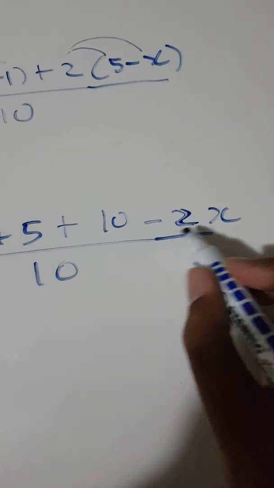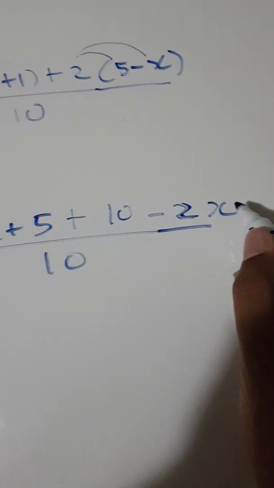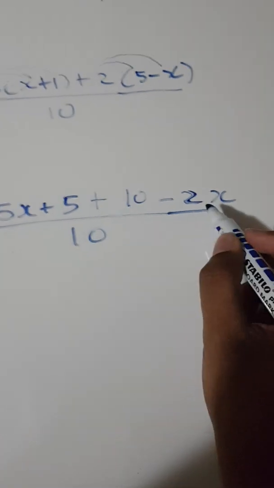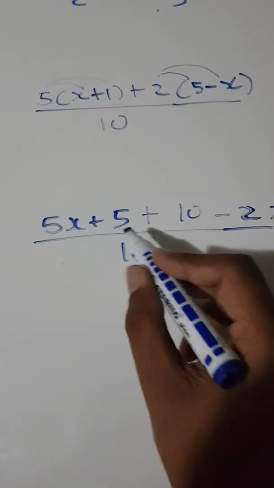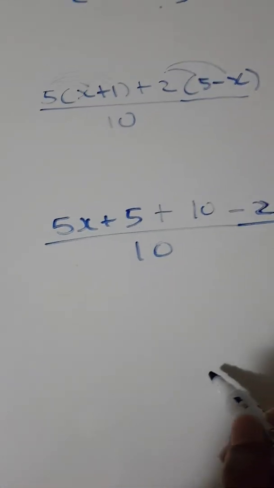This here, however, is minus 2x. So this has an x to the power of 1, and this has an x to the power of 1. So these two terms can operate together, and these two terms can't operate together. So in the next row, I'm going to show you how we operate that.